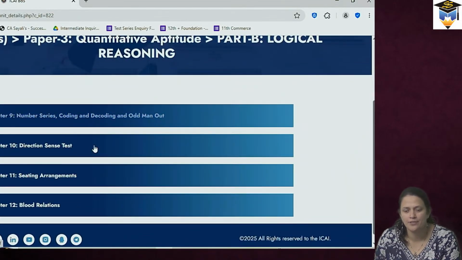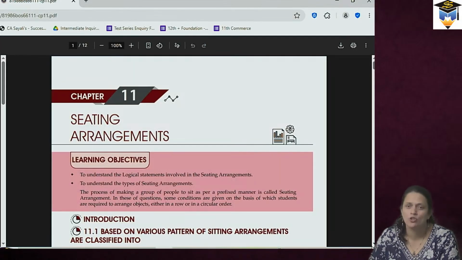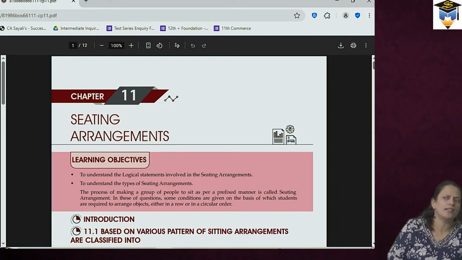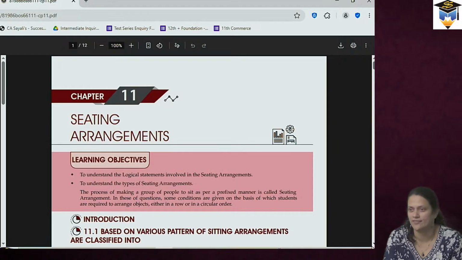So the last chapter in this is seating arrangements in logical reasoning. When should we take your test on LR? Next week's Sunday, I mean Saturday, or Friday. I think Friday will be better. Next week Friday you will have a test on logical reasoning, all 4 chapters together.